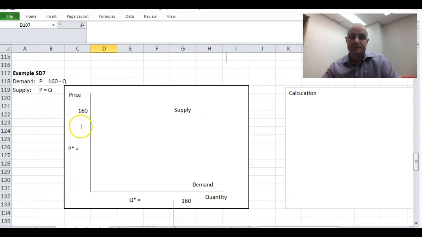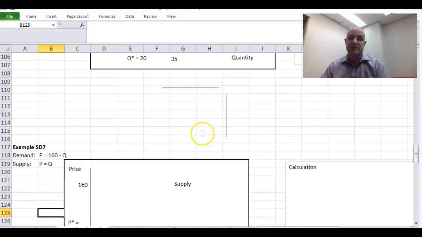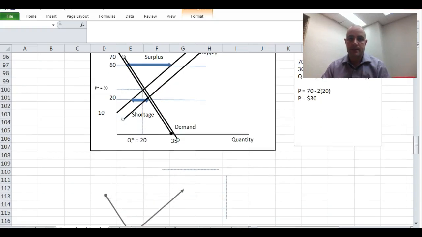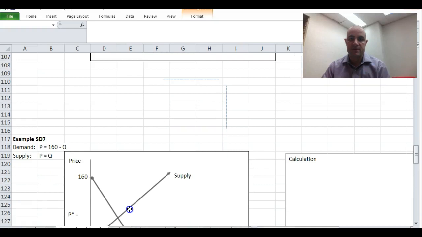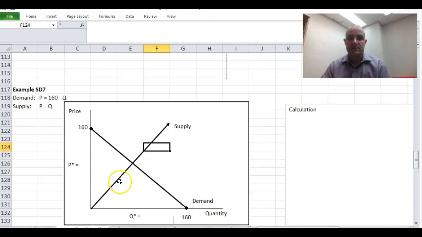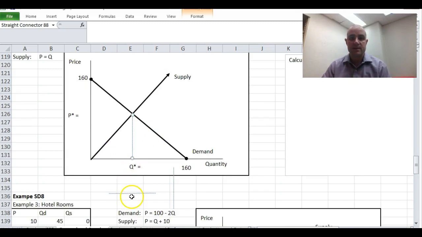If we go back here, let's do a couple other quick examples. We have price equals 160 minus Q. If we graph this here, from 160 to 160, price equals Q, so it crosses here. And so what we have then is our equilibrium point, which is right here where supply equals demand.